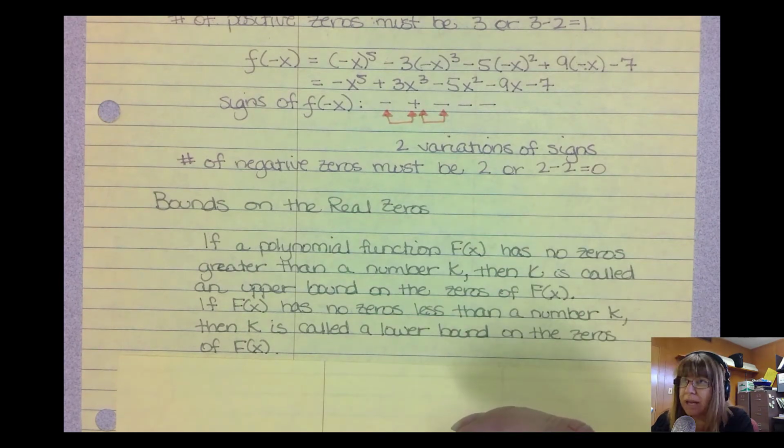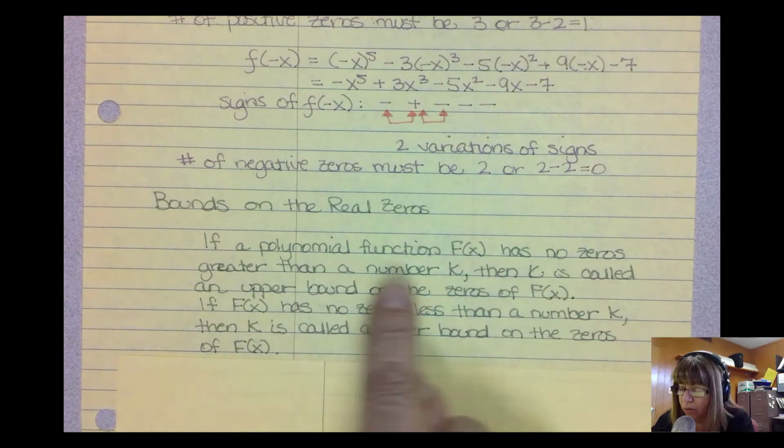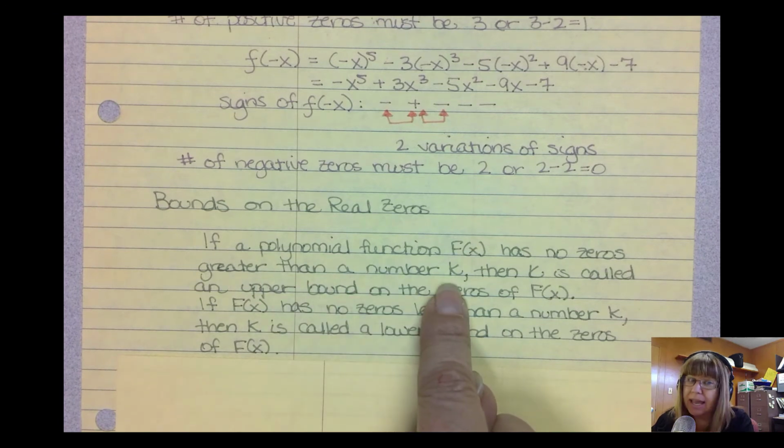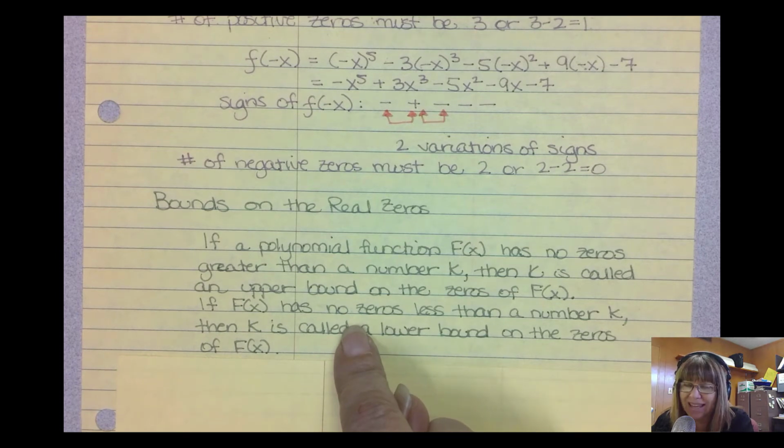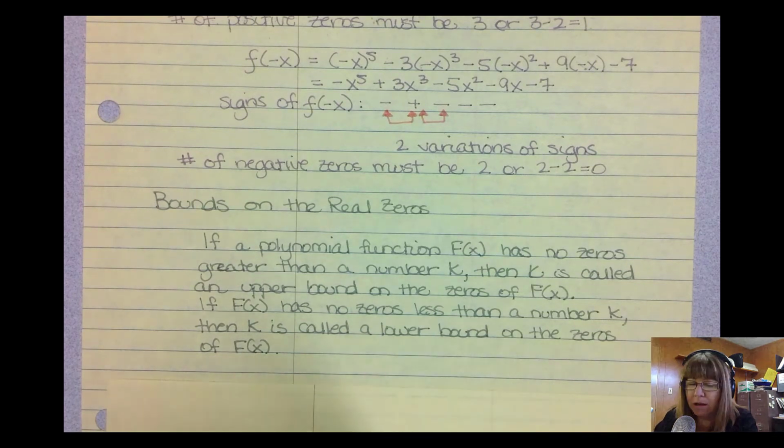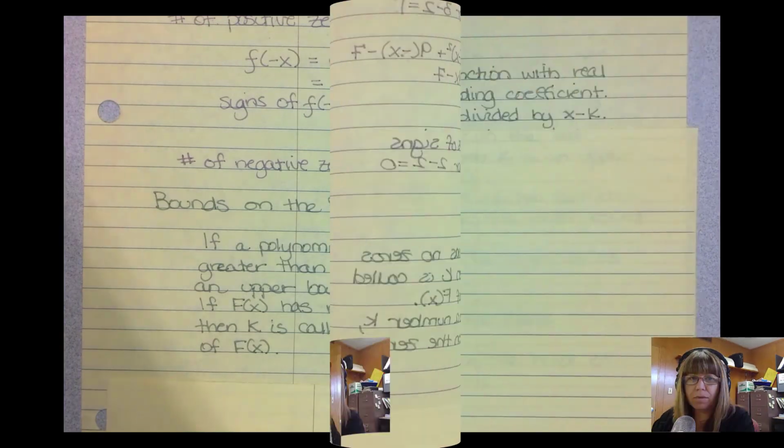So remember when we had the example where possible zeros were plus minus 1, plus minus 2, plus minus 4, plus minus 8. If our upper bound was positive 4, then we wouldn't have to check 8 at all, because when we have a zero that is not above 4, that means it can't be 8. Likewise, if our lower bound was negative 2, then I would not have to check any values less than negative 2. That's what's called bounds, and we're going to have a way of finding these bounds.